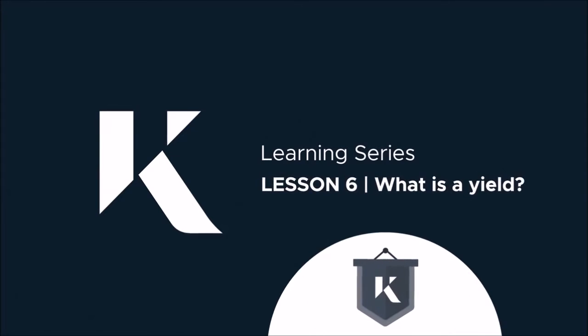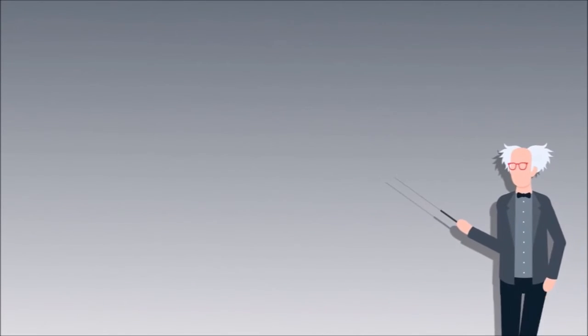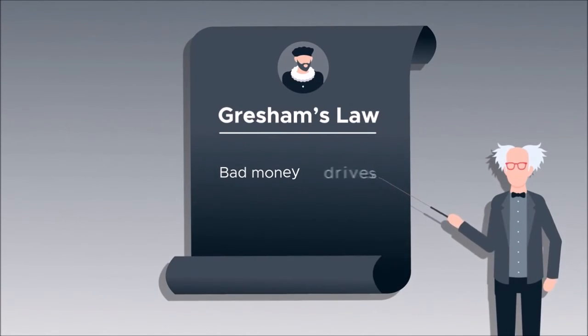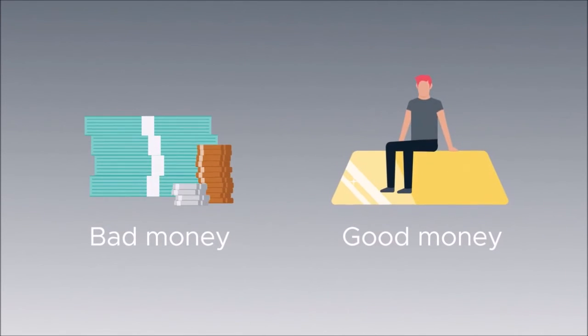Lesson 6. What is a yield? A Kinesis yield was put in place to overcome a fundamental law of money called Gresham's law. Gresham's law states that bad money will drive out good money. This happens with gold and paper currency.